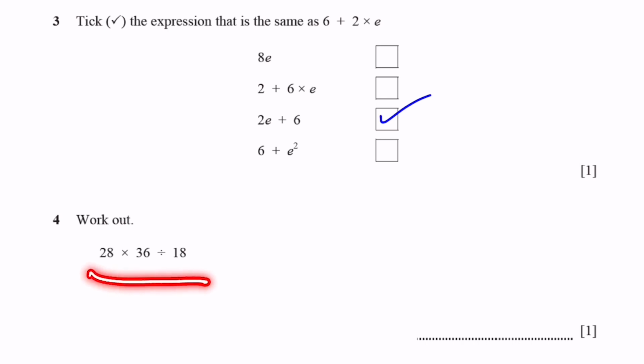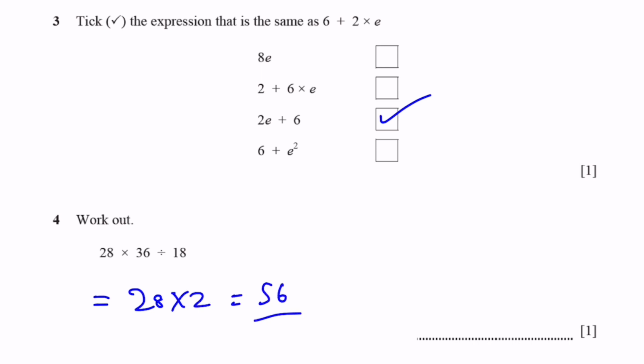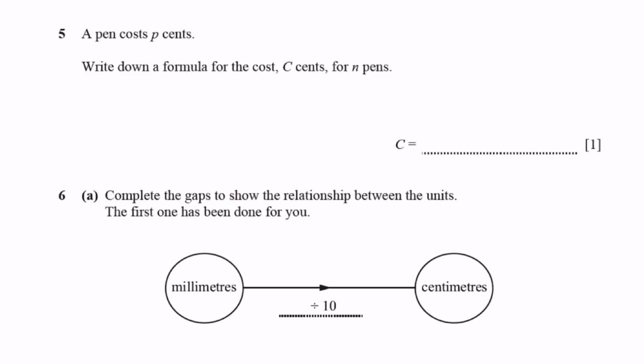Question 4. Work out 28 into 36 by 18. We can do 36 by 18. That'll be equal to 2. So 28 into 2, which is equal to 56. That's the answer.